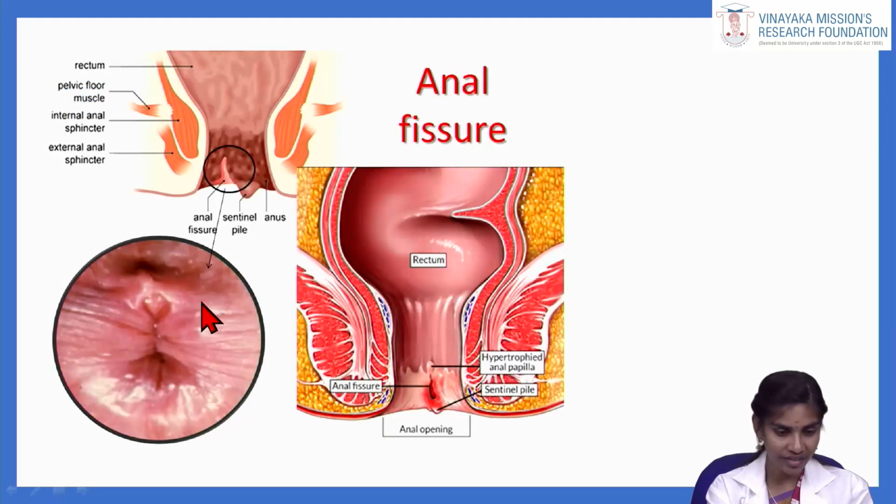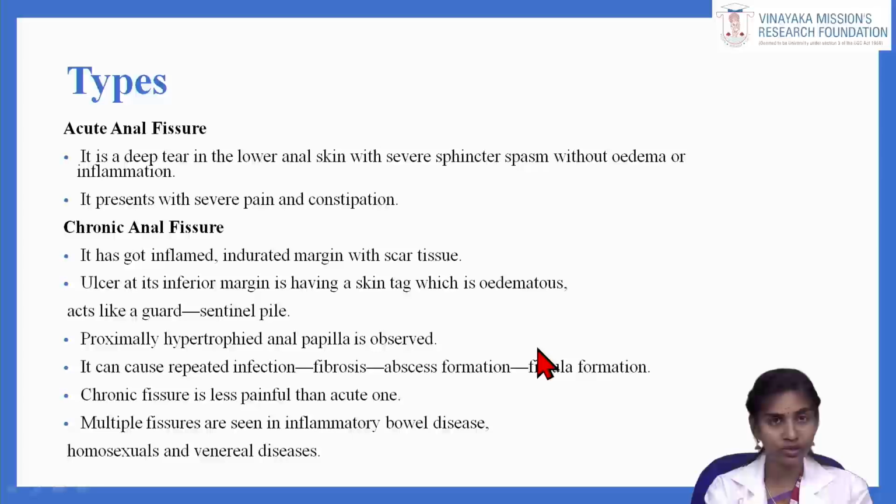In this image we can see this is an anal fissure. So there is a crack inside the anal canal and in this end we can see a bulge which is a sentinel pile. There are two types of anal fissures here, acute anal fissure and chronic anal fissure. In acute anal fissure, it is a deep tear in the lower anal skin with severe sphincteric spasm without edema or inflammation.